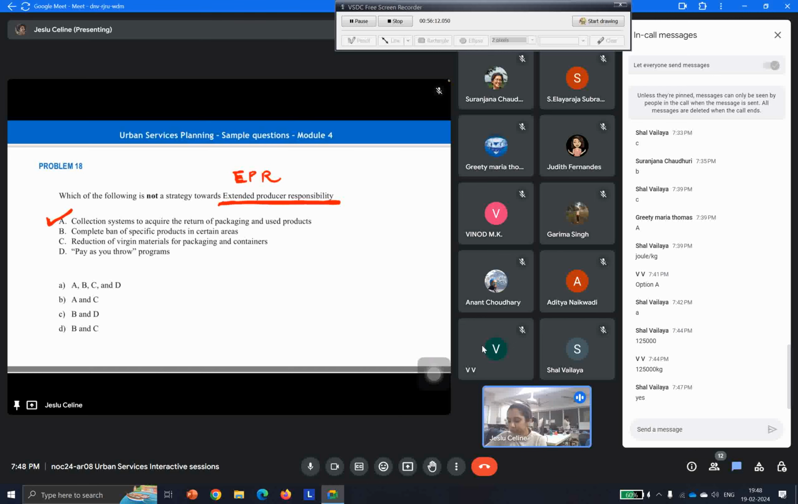Now, B, complete ban of specific products in certain regions. Is that a strategy? No. So that's not an extended producer responsibility. They cannot completely ban certain specific products because as a producer, they're trying to sell it in different regions. So B is, yes, yes, ma'am.